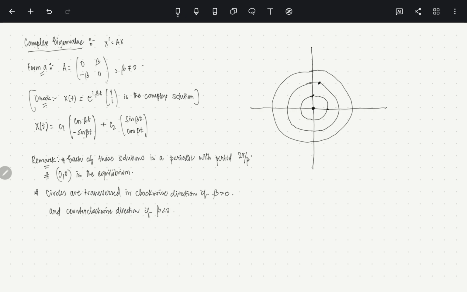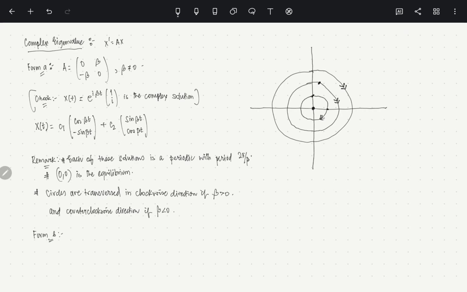So please look at the signs, otherwise you will get confused. So this is clockwise direction, beta positive. And similarly all other curves also will follow the same thing. So you just have to draw it like this. Now you do realize that if beta is negative, you can just do this thing, but in the opposite direction. Now let's look at the second form B.